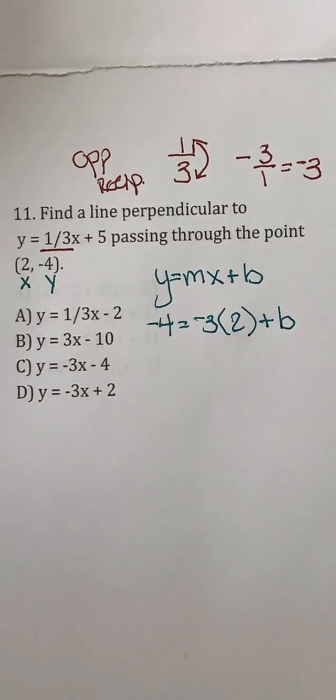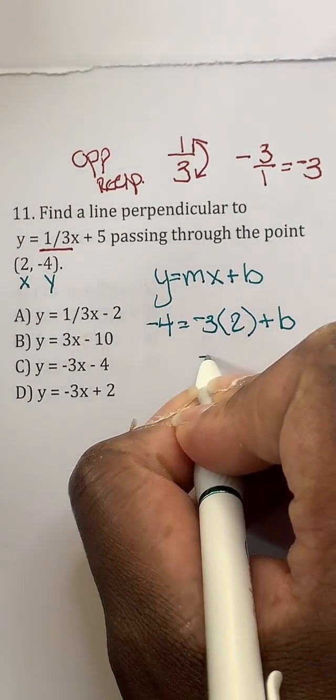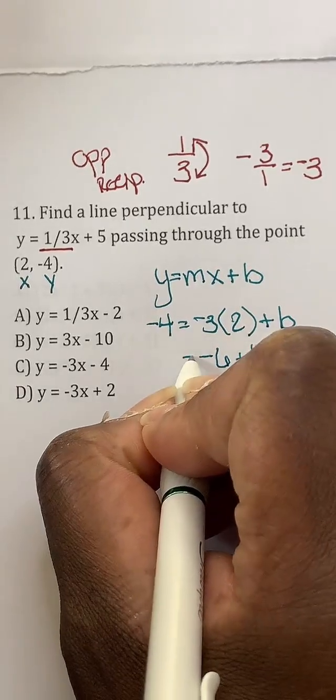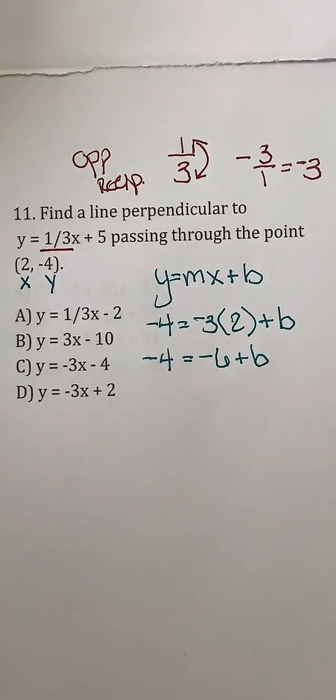There's a reason why these are 4-point questions. It's going to take some time, so don't get frustrated. Let's just take it step by step. So now, combine -3 and 2, that gives us a -6. Bring down our b, our equals, and a -4.